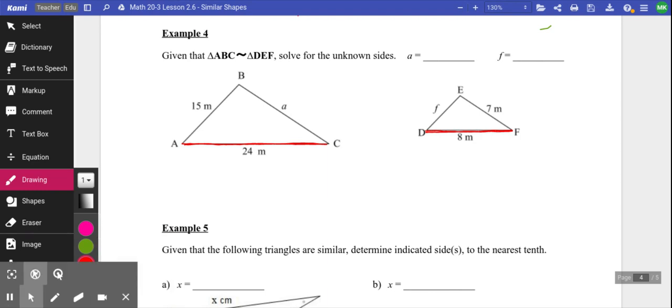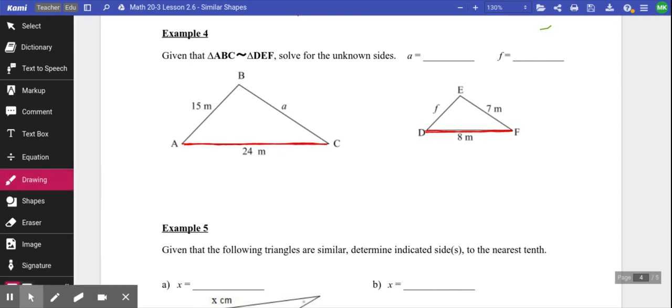To find missing sides, you've got to find scale factors. The scale factor is the new side, which is 8, divided by the old side, which is 24. That gives 0.3 repeating.